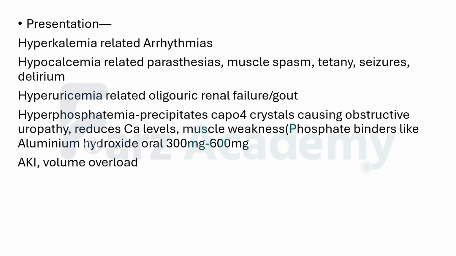Hyperuricemia causes oliguric renal failure, and gout, as they can present like that. Hyperphosphatemia, again I've told you, causes calcium phosphate crystal precipitation. When phosphate is quite high, it can cause muscle weakness, and the patient might have some breathing difficulty and might need a ventilator. A patient can present with AKI and volume overload.